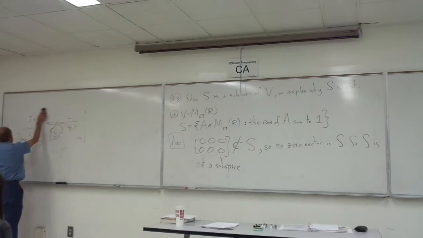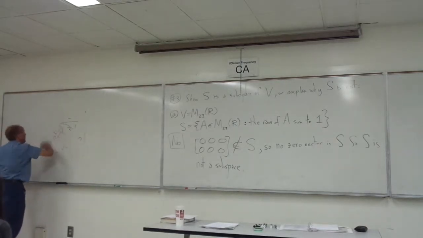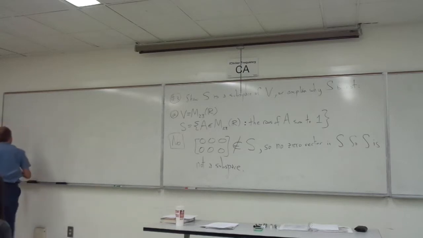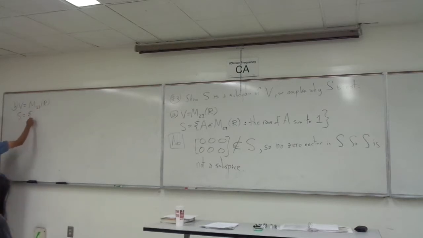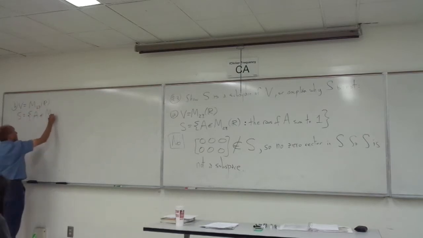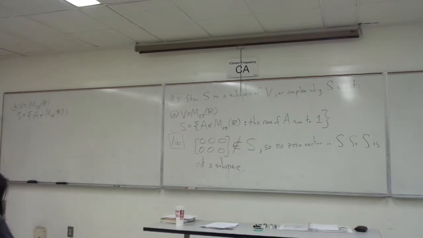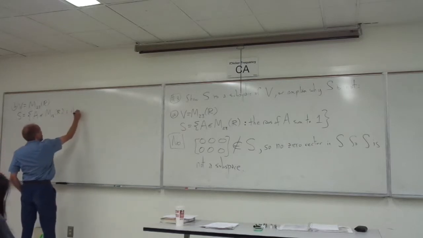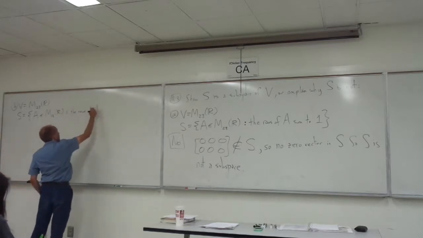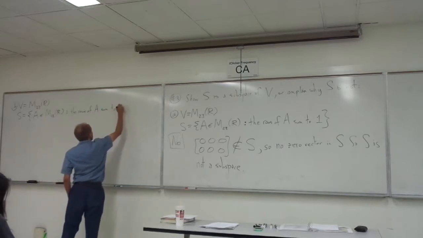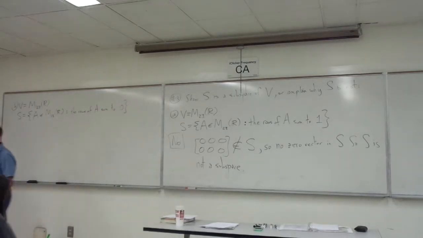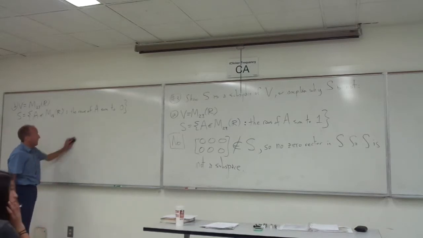Let's try part B. Let's take the same vector space again. So let's take V again to be M23 of R. And this time I'm going to take S to be the set of A, element of M23 of R, such that, and this time, the rows of A sum to 0. So when I add up the rows of the matrix, they add up to 0.